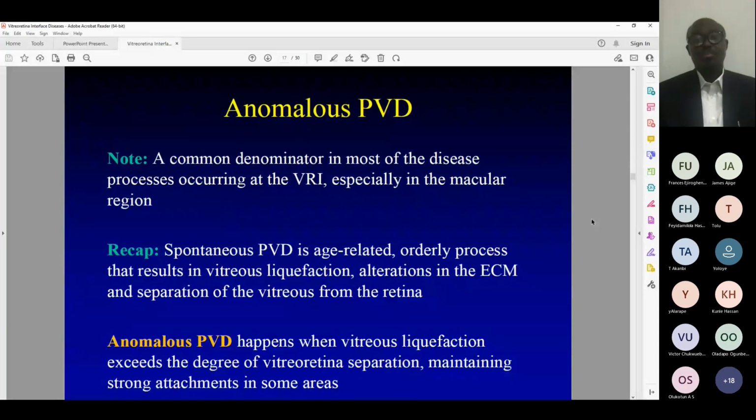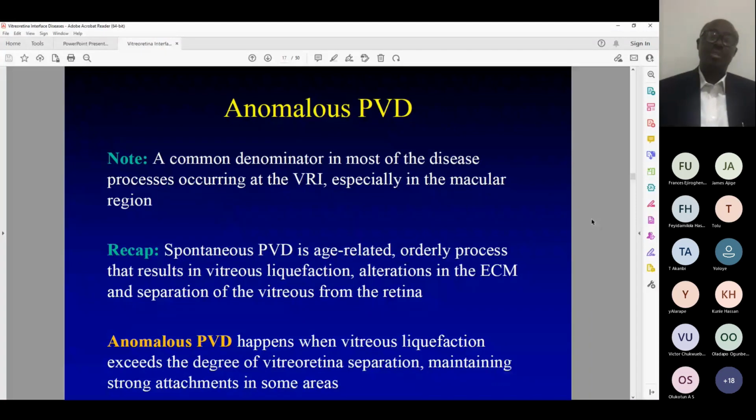So now let's look at anomalous PVD. This anomalous phenomenon is a common denominator in most of the disease processes that occur at the vitreoretinal interface, especially in the macular region. So let's have a recap of what PVD actually is. It is a spontaneous, age-related, orderly process that results in vitreous liquefaction, alteration of the ECM, and a beautiful separation between the vitreous and the retina. That's what spontaneous PVD always leads to. Very beautiful separation. So the vitreous and the retina break their relationship, and each of them goes their way.